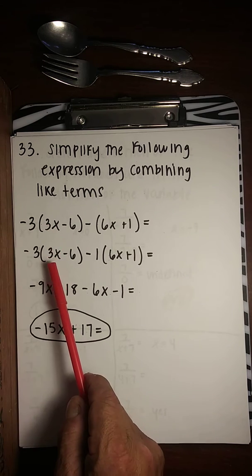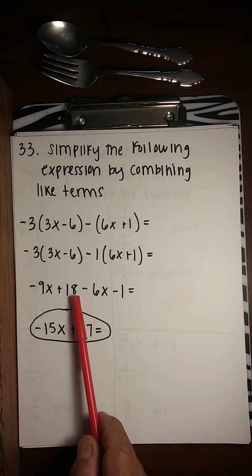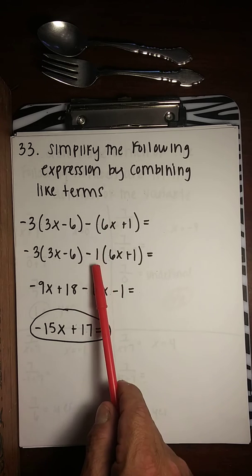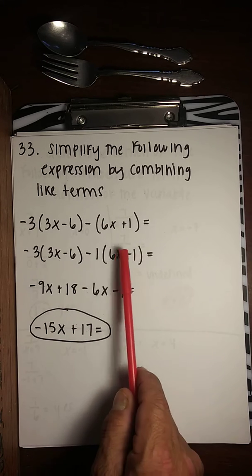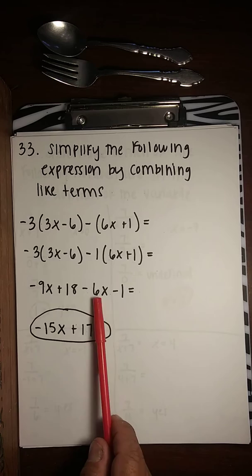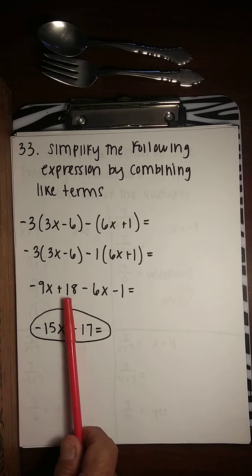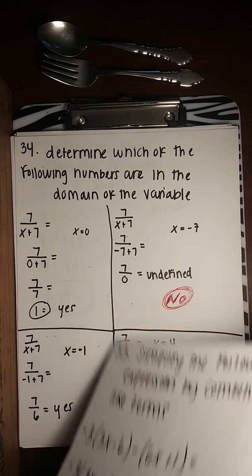-3 times 3 is -9x. -3 times -6 is 18. -1, there's nothing to put on -1. Times that is -6. That times that is -1. -9x, -6x, -15. And 18 minus 1, 17.